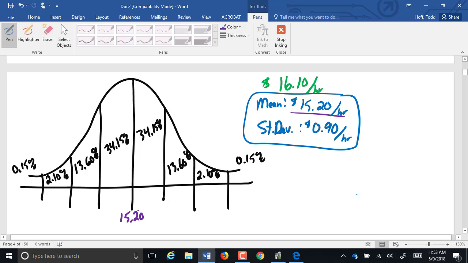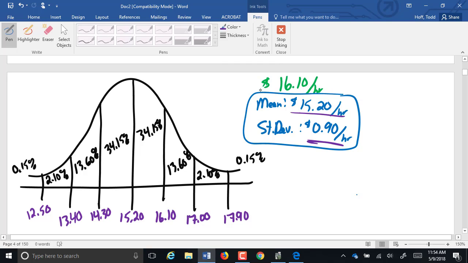Every step we move away from that mean is a standard deviation. So let's go to the right first. Moving up here, every step is plus 90 cents because that's your standard deviation. So $15.20 plus 90 cents is $16.10. Plus another 90 cents is $17. Plus another 90 cents is $17.90. Going the other way, we're going to go 3 steps down. So $15.20 minus 90 cents is $14.30. Minus another 90 cents, $13.40. And minus another 90 cents is $12.50.